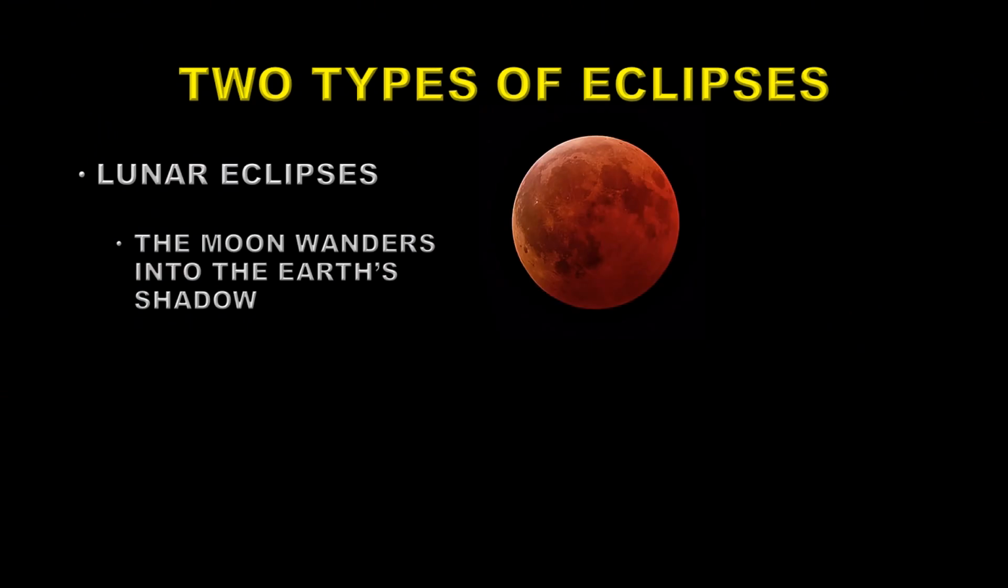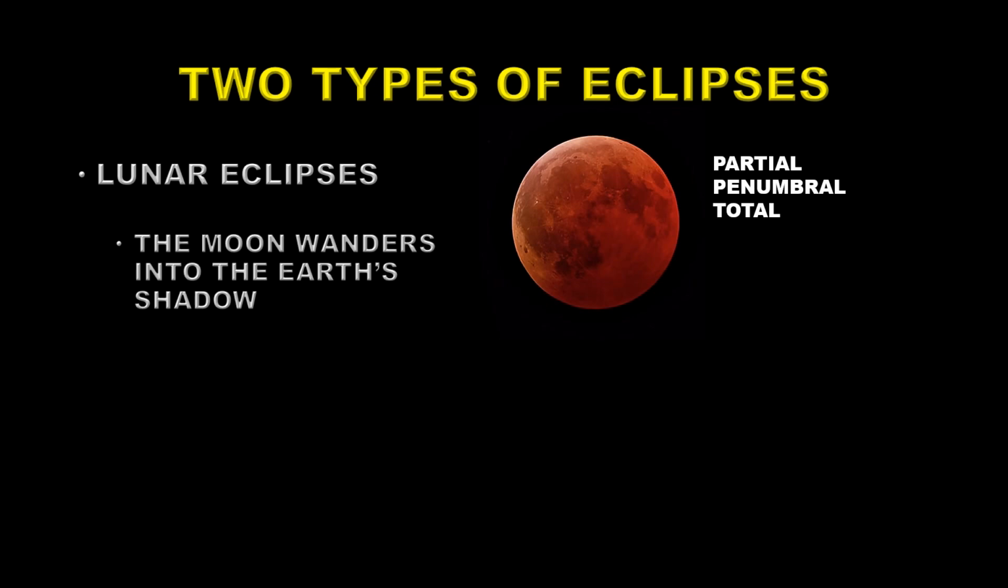There are two types of eclipses. Lunar eclipses, that's when the moon wanders into the Earth's shadow and turns a beautiful red color as seen here. There's several different types of lunar eclipses: partial eclipses, penumbral eclipses, and total lunar eclipses. But we're not dealing with those today.